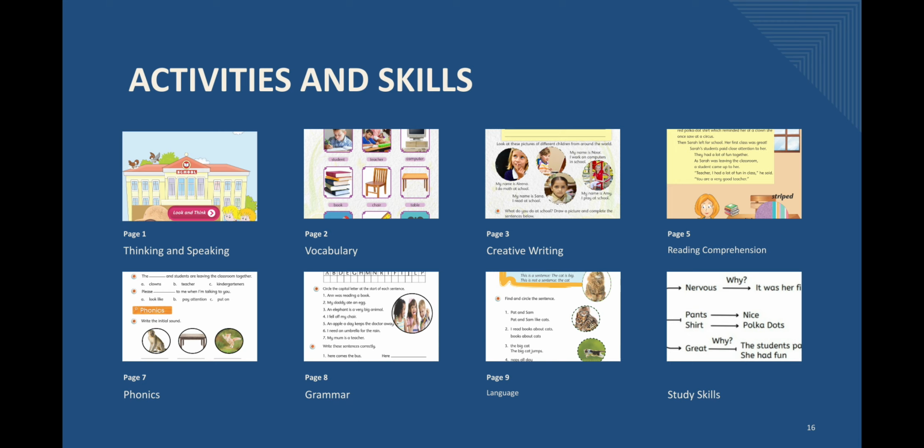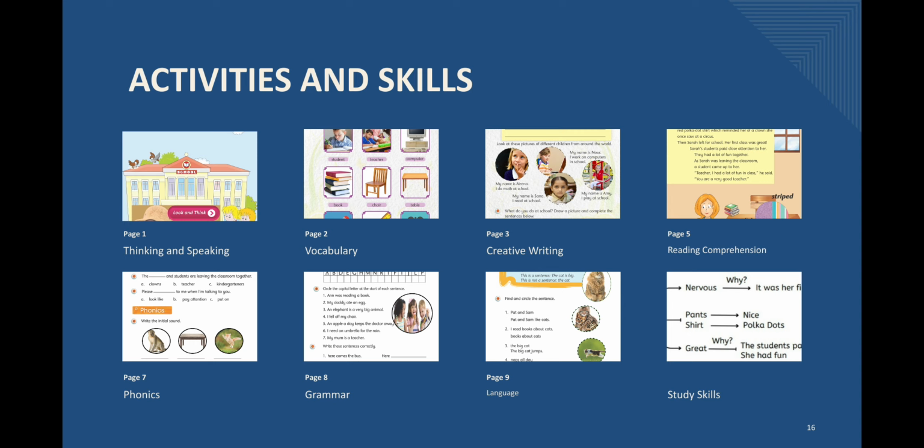I told you in the beginning that this series is full of activities and skills which are essential for language learning and which are essential for being lifelong learners. So, I have just gathered a few skills and activities. For example, on page 1, there is thinking and speaking. We are doing the thinking and speaking activity, which will encourage the spoken English. On page 2, it's the vocabulary, again increasing the knowledge of English. On page 3, it's creative writing because students are writing responses on their own.